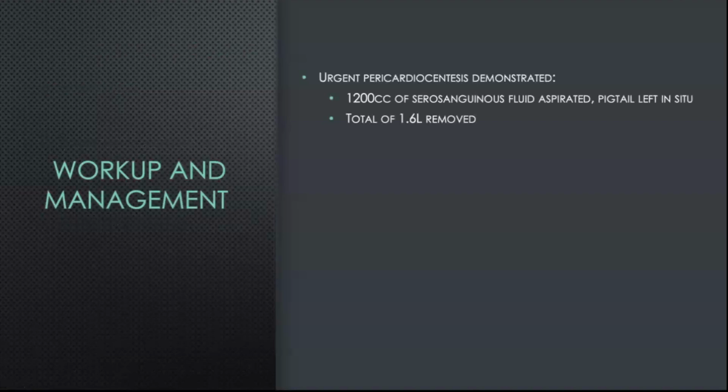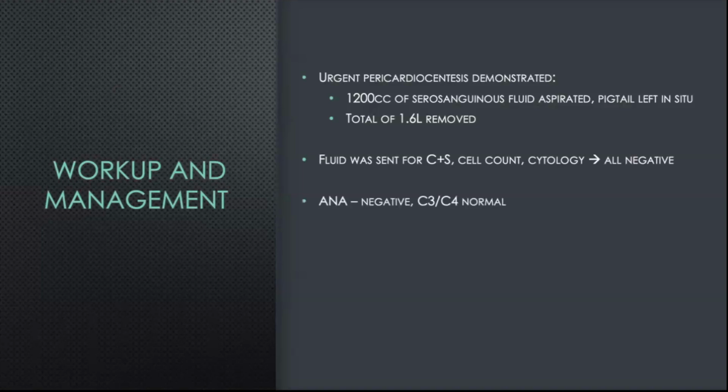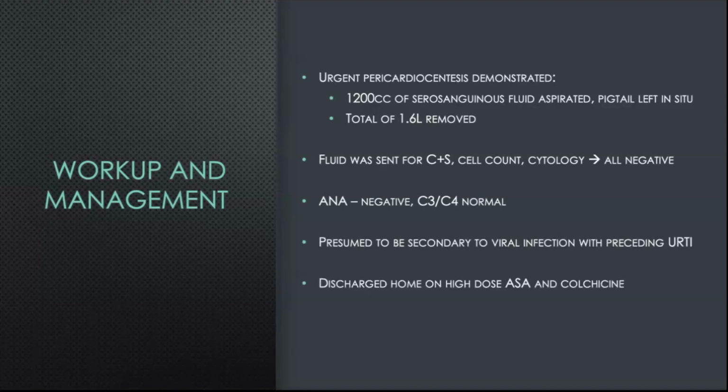So initial workup and management. An urgent pericardiocentesis was done, which demonstrated initially 1.2 liters of serosanguinous fluid that was aspirated, for a total of 1.6 liters removed. The fluid was sent for culture and sensitivity, cell count and cytology, which all came back negative. His ANA was negative to look for a rheumatologic disease. It was presumed to be secondary to a viral infection at the time with the sinusitis 4 weeks ago, and he was discharged home on high-dose aspirin and colchicine for his pericardial effusion and pericarditis.